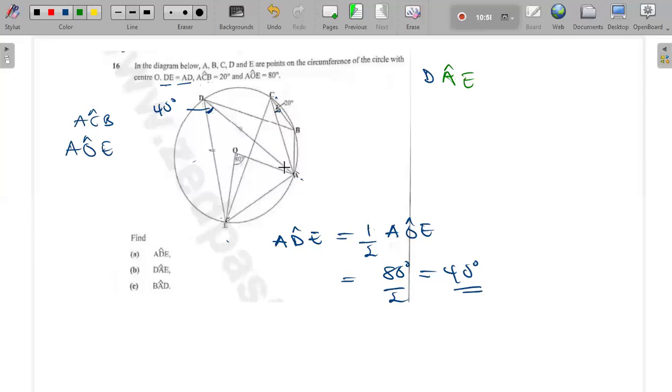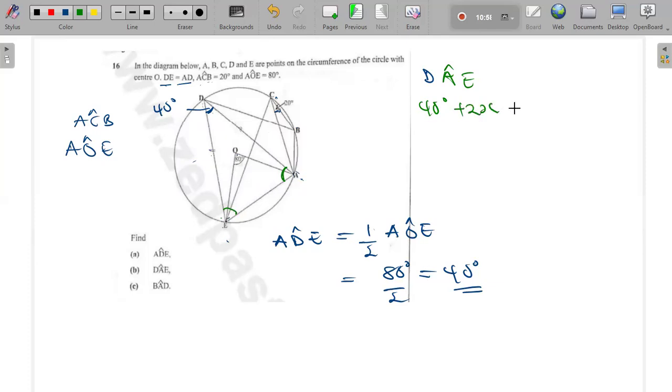DAE. So this angle here, DAE, that angle there. Okay, so this is 40, and then they've told us that this side and this side are equal, meaning this angle which we are finding and this other angle here are going to be the same. So to find that angle, we're going to say 40 degrees plus x plus x, which is 2x.